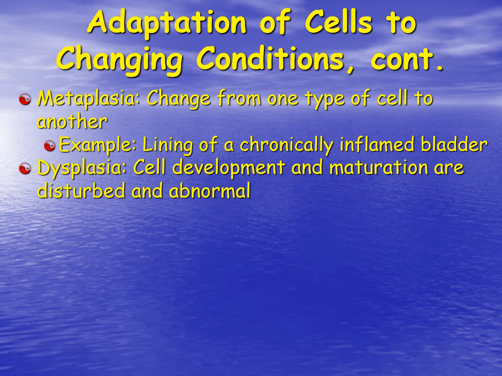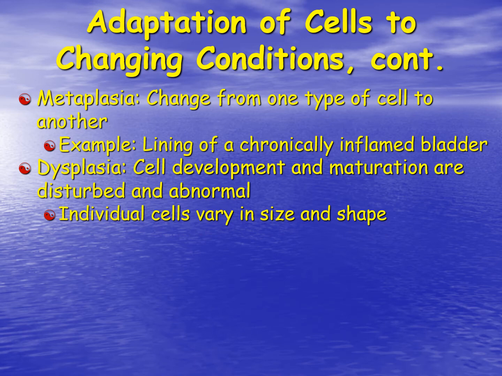Now, dysplasia is where we see cell development and maturation are disturbed and become abnormal. And typically we can see with dysplastic cells both hyperplasia and hypertrophy, but the cells are no longer functional, mature cells.